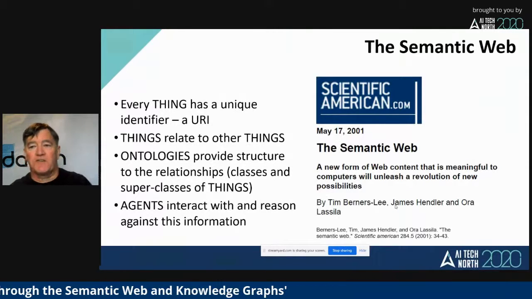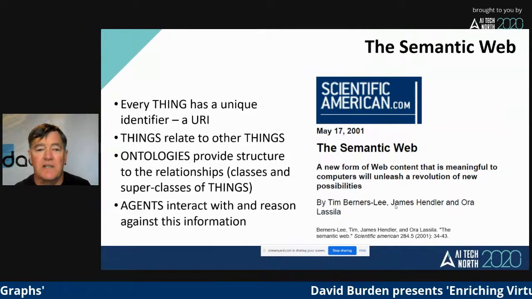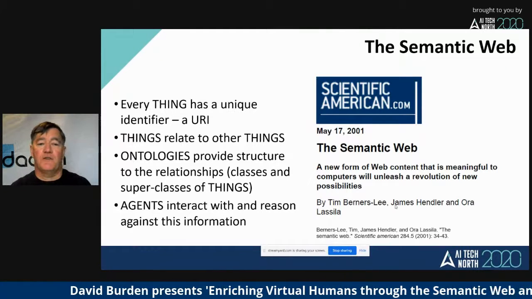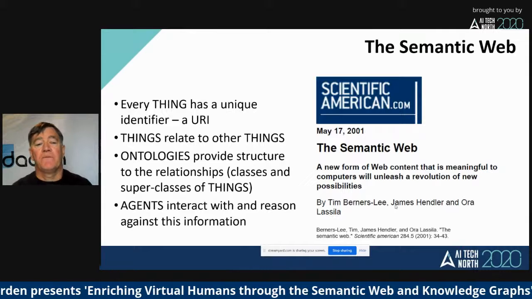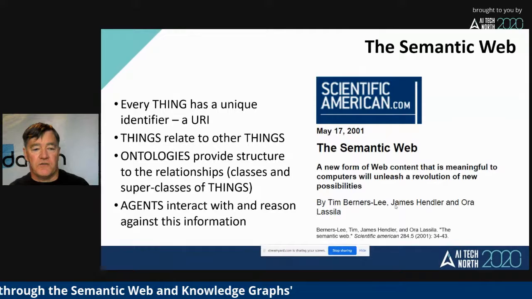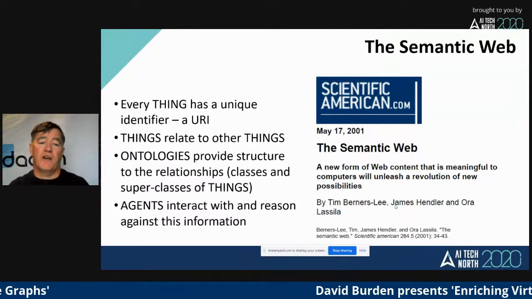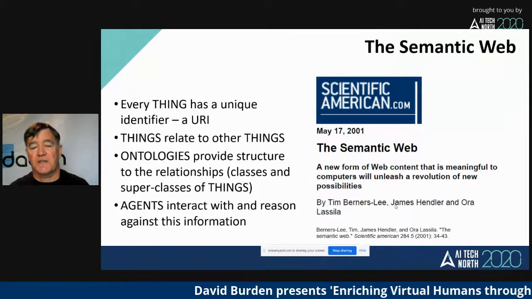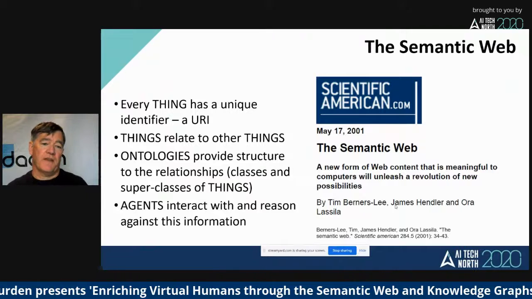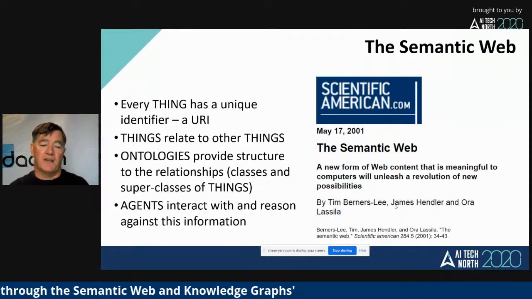So coming down a little bit more down to earth, when we talk about the semantic web, it has its roots in a paper written by Tim Berners-Lee. And it's the idea that everything in the world would have a unique identifier, a URI, and that you would be able to relate things to other things. And you would then have what are called ontologies to provide structure to those relationships, providing classes of things and superclasses of things. And that then software programs would be agents that can interact with that knowledge graph, that web of information that's been created, and actually reason against it.